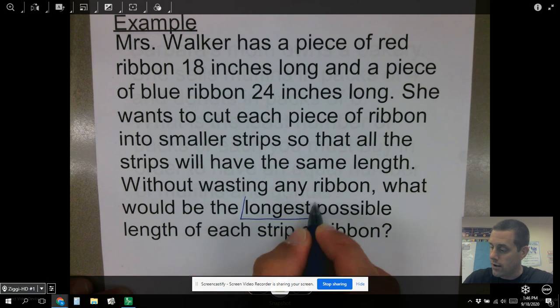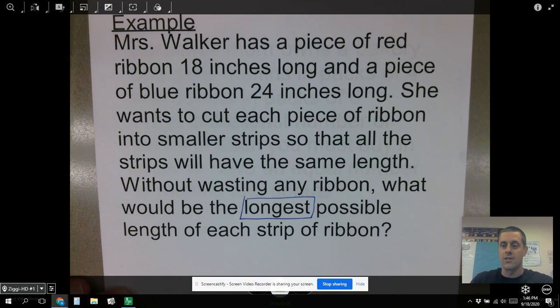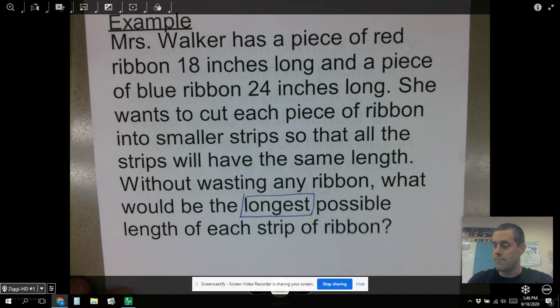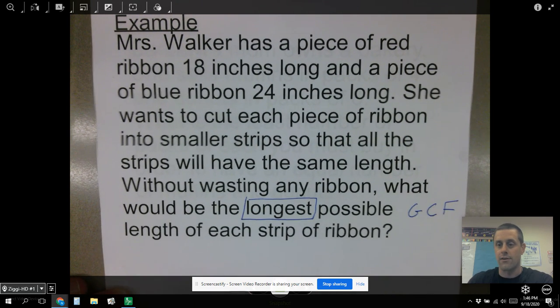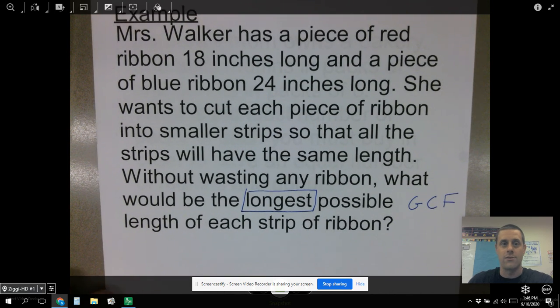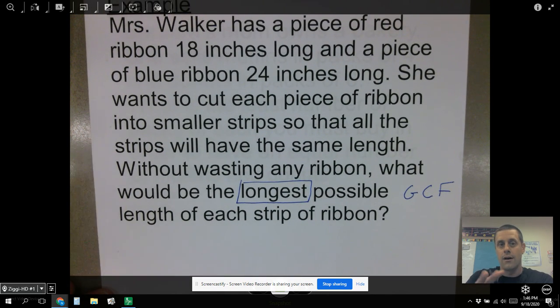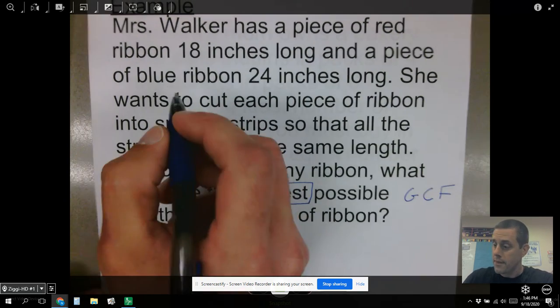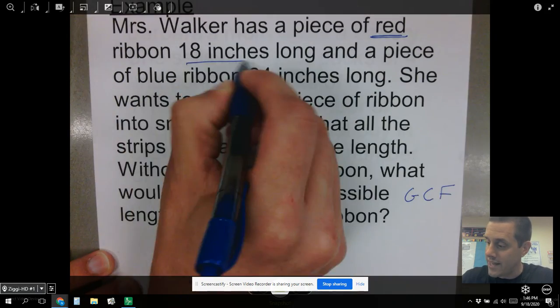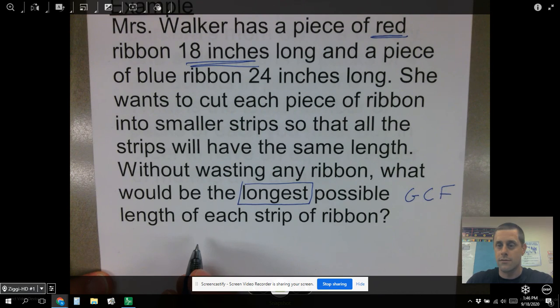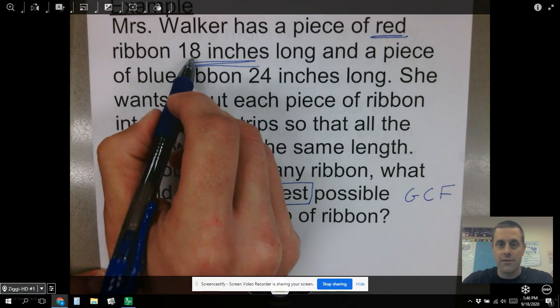The word longest insinuates that we are dealing with the greatest of something. In this case, the greatest common factor. So our task is to find the greatest common factor of the values in this problem. Mrs. Walker has red ribbon that is 18 inches long. So let's find the factors of 18.